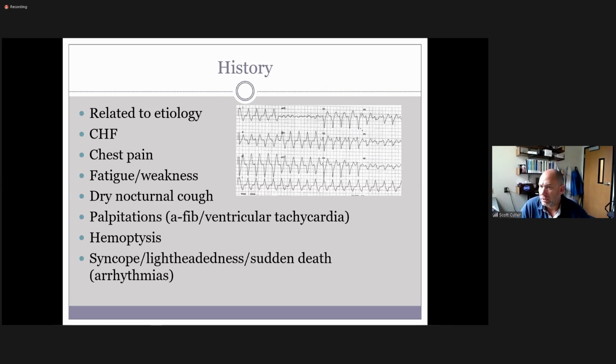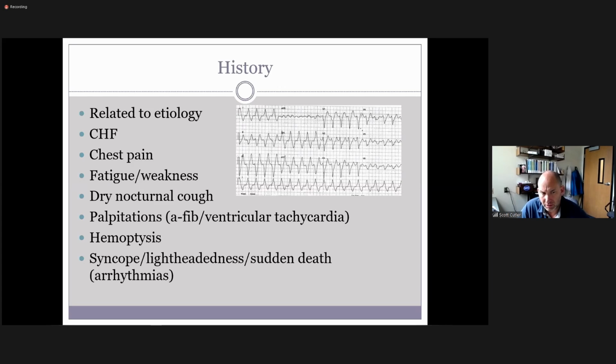All right, related etiology then. You could have CHF, congestive heart failure. You could have chest pain. We might have fatigue and weakness. This patient might have dry nocturnal cough. So they'll have a dry cough at night, particularly when they're laying down. They might have palpitations like AFib or ventricular tachycardia. Hopefully it's not VTach, but that could be.